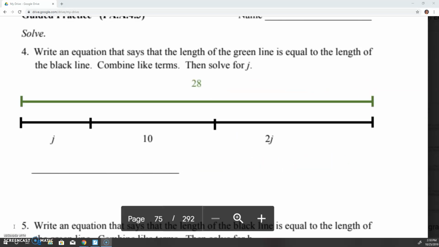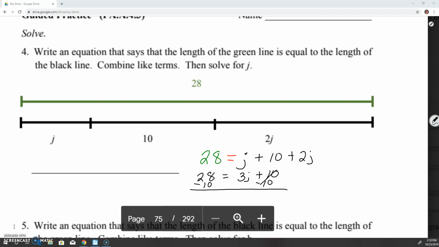Set the equations equal to each other. So the green line is 28. You have your equal sign. The black line is J plus 10 plus 2J. In the black, do I have any like terms? J and 2J. So what's J plus 2J? 3J. So you have 28 equals 3J plus 10. I need to get 10 over there with 28. You minus 10. So you're left with 18 equals 3 times J.